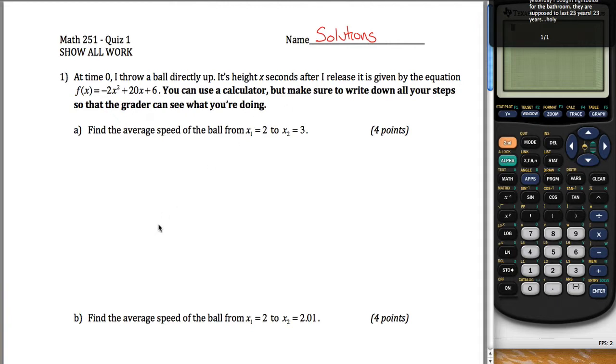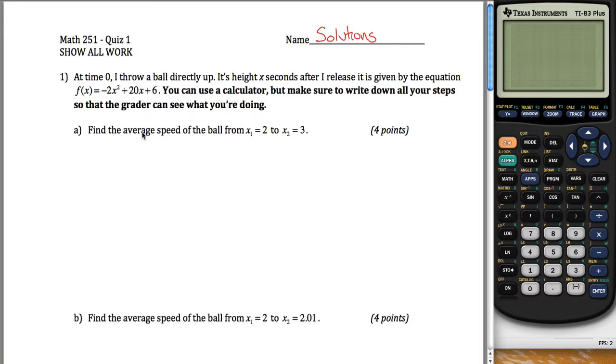All right, here are quiz 1 solutions. Physics: we're throwing a ball up, and its height after x seconds is given by this equation. It's not the right equation, in case you were wondering. Maybe somewhere it is, not on Earth anyways. But I wanted the numbers to work out relatively nicely.